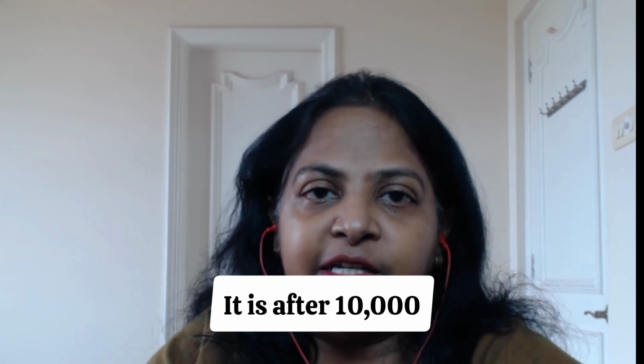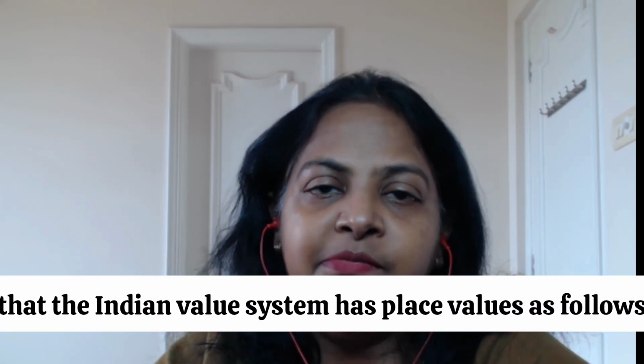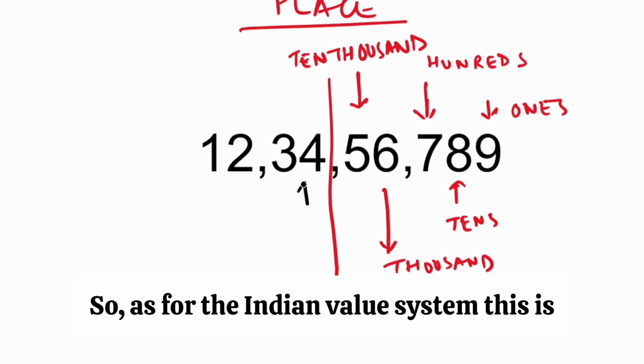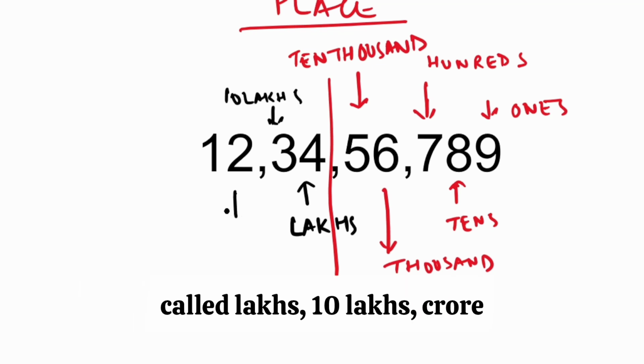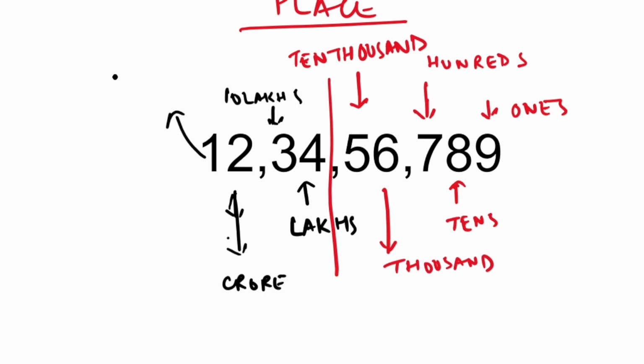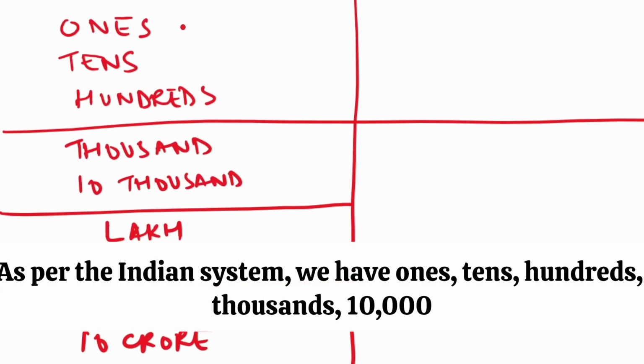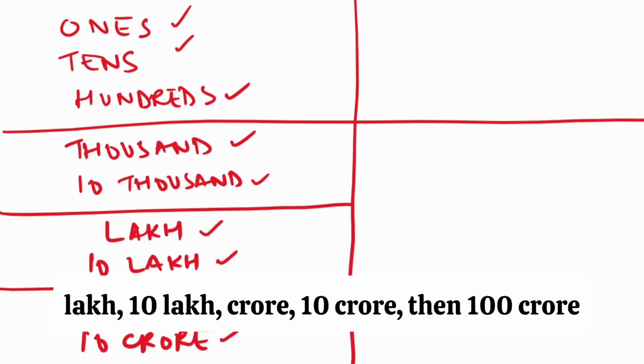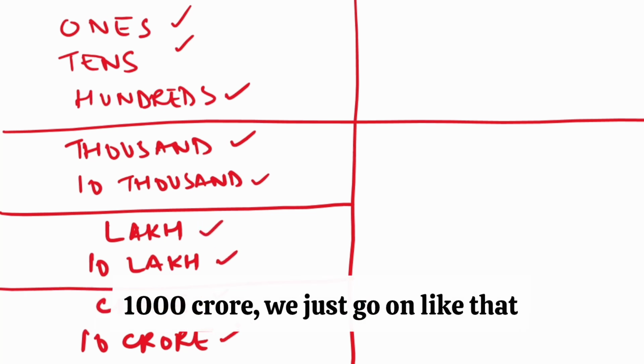It is after 10,000 that the Indian value system has place values as follows. So as for the Indian value system, this is called lakhs, 10 lakhs, crore, and this is 10 crore. If you add one more digit out here, it will become 100. So as for the Indian system, we have ones, tens, hundreds, thousands, 10,000, lakh, 10 lakh, crore, 10 crore, then 100 crore, 1,000 crore, which just go on like that.